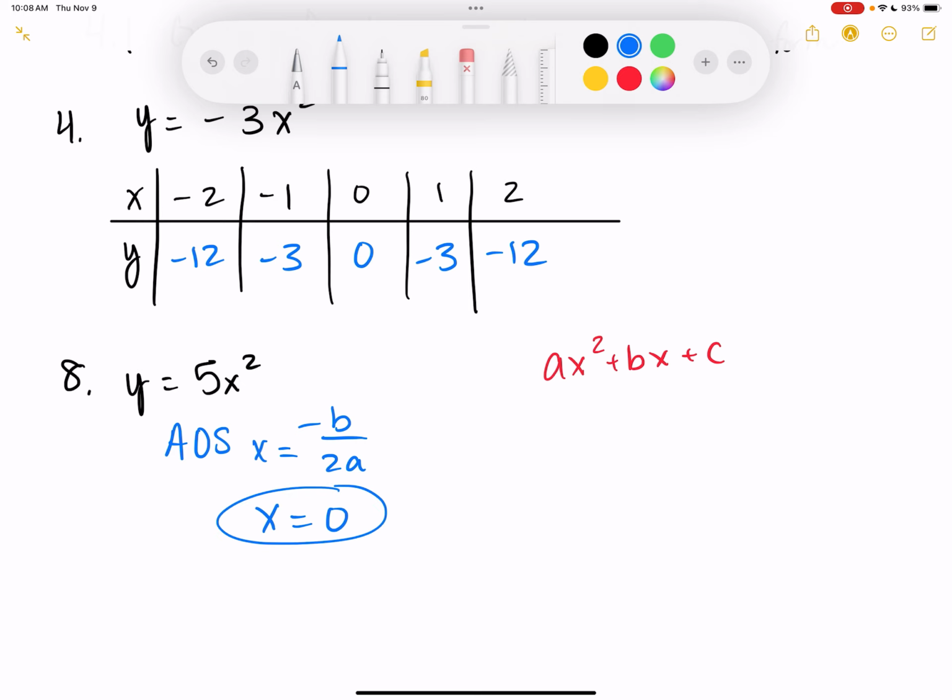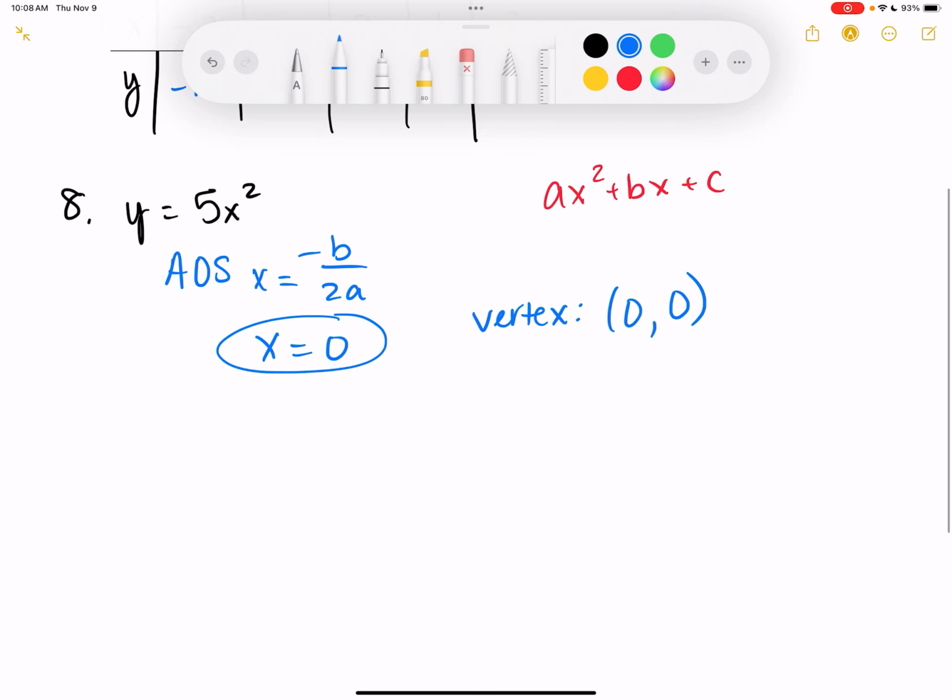And then my vertex, the first point is 0. For the second point, we plug in 0 for x, and we get 0. So this one isn't shifted anywhere. It's just at the parent function. The only thing that's different is the 5 in front. So to graph this, we have something like this.